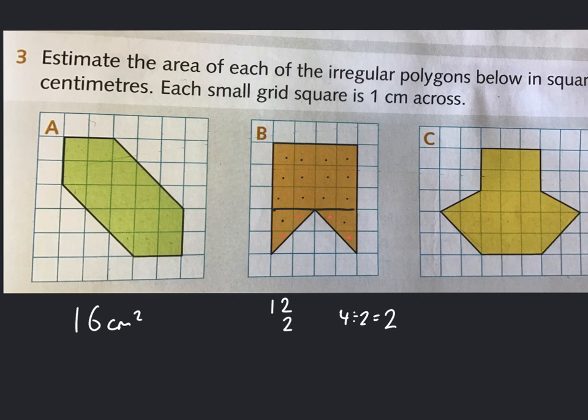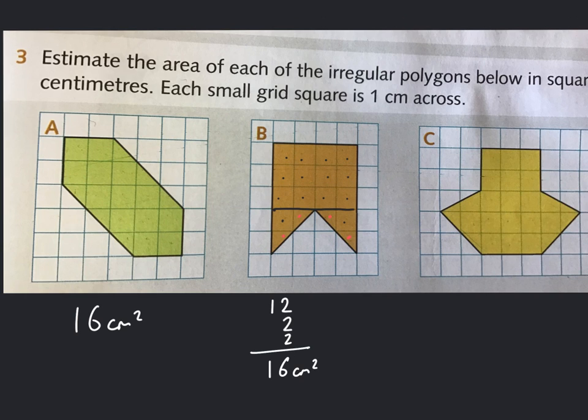If I put these 2 together, that would make 1. And if I put these 2 together, that would make another one. So I have 2 whole squares from those halves there. So 12 and 2 and 2. Again, the area of this shape is 16 centimetres squared.